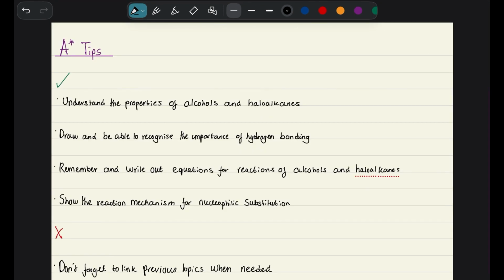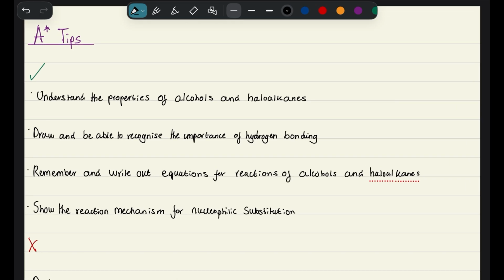So first of all, please understand the properties of alcohols and haloalkanes, just because it's really good to add the context, especially the thing about hydrogen bonding as well. I think it relates more to alcohols compared to haloalkanes, but knowing both is very useful. Then also, hydrogen bonding is a question that actually comes up really commonly, to be fair. So I think it's definitely worth being able to draw out that diagram, label the hydrogen bond, and use that as a reason to explain why alcohols have higher melting points compared to alkanes and alkenes.